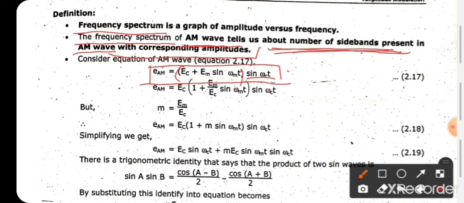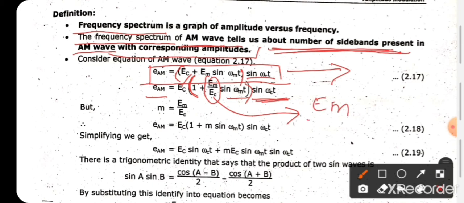Okay, this is basically the mathematical representation of the modulated signal. Here, if we take common EC as EC, then what is the equation? EAM is equal to EC bracket 1 plus EM upon EC sine omega mt into sine omega ct. So we already discussed the modulation index. This one is the modulation index, EM upon EC.